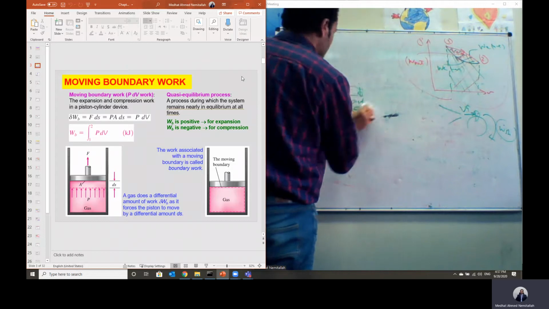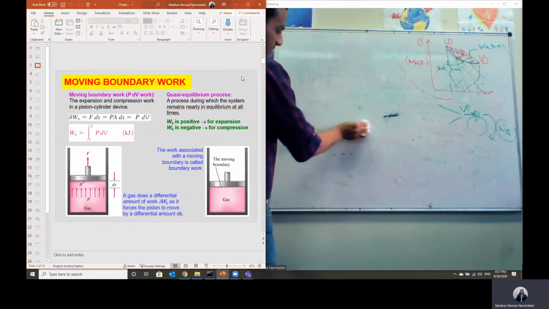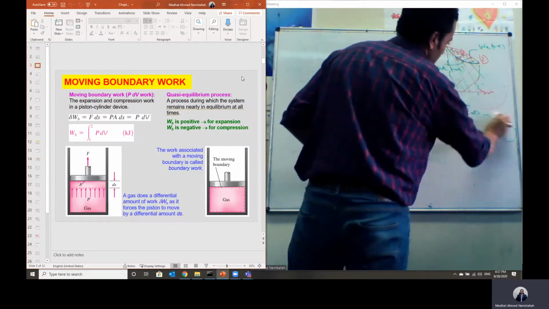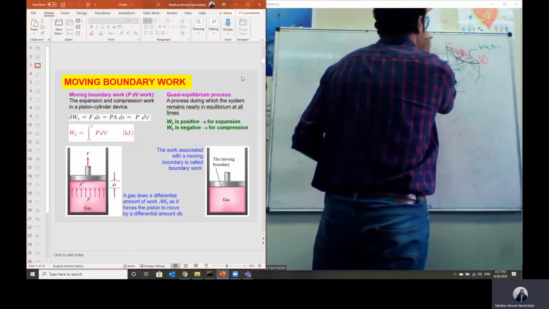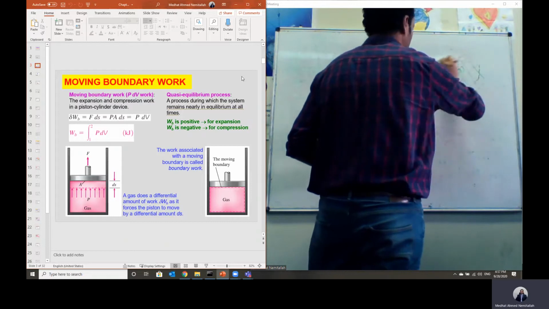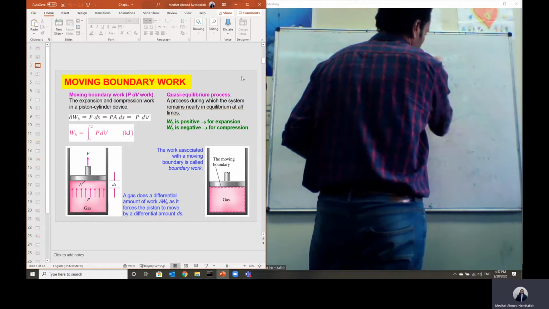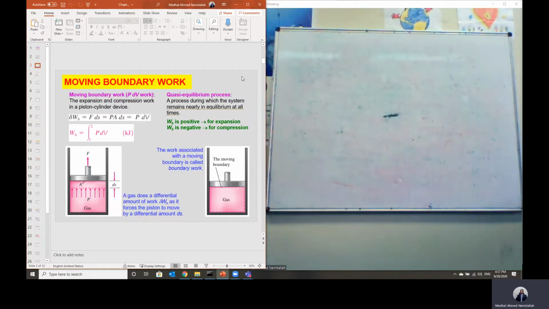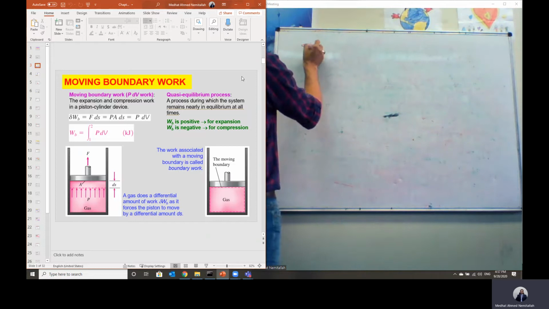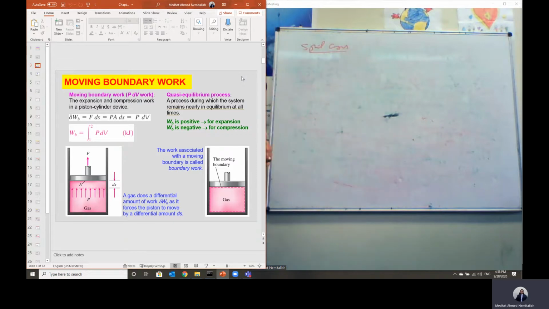So let's see how we can calculate the boundary work. We said boundary work is the integration of P dV. And this boundary work is mainly a function of pressure, the variation of pressure as a function of the volume. So let's see some special cases and how we can calculate the boundary work in each of those cases.